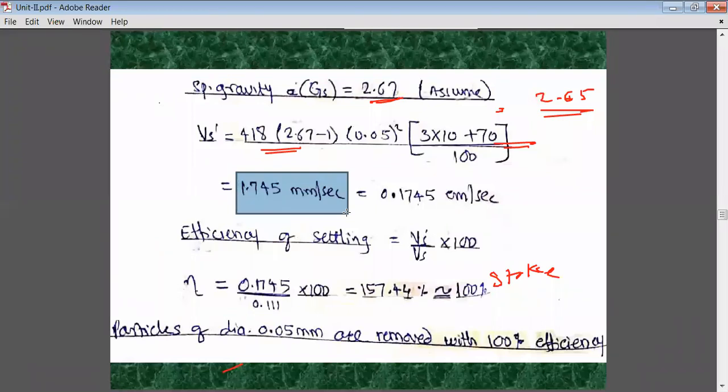Now find out the efficiency of settling. Once you get this value of Vs dash and Vs, now we can find out the efficiency of settling. So here you can see the value exceeds 100. It is coming 157.44%. So this efficiency is greater than 100, or we can say it is equal to 100%.